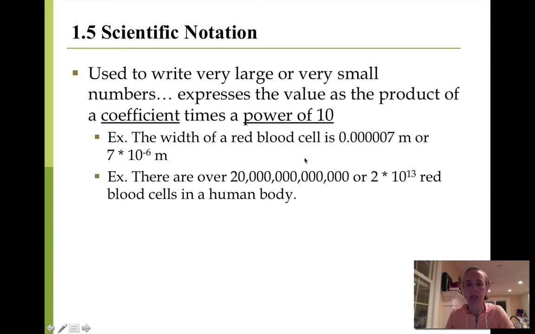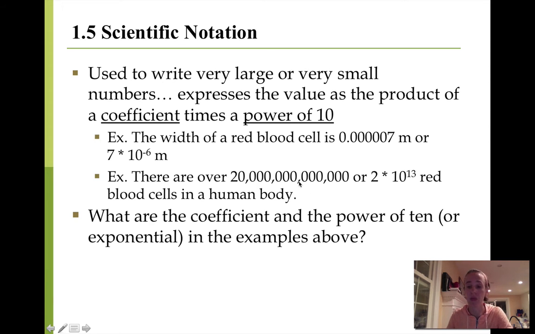So let's look at some examples to try to figure out the scientific notation stuff. A red blood cell is 0.000007 meters in diameter. To express that in scientific notation, it looks a lot nicer, 7 times 10 to the minus 6 meters. And then there's a whole lot of them in the human body, values right here. 2 times 10 to the 13th red blood cells in the human body.